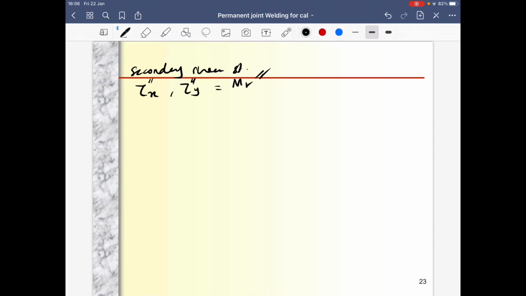So R could be X or could be Y, and M is the moment force, and then R is the radius, or the farthest distance from the centroid, over J, the polar moment. And then definitely after knowing this, we know that we have to calculate for the J. So J is 0.707 JU, HJU.